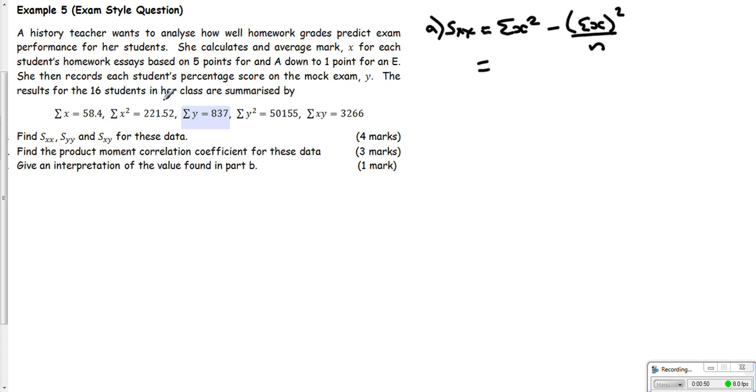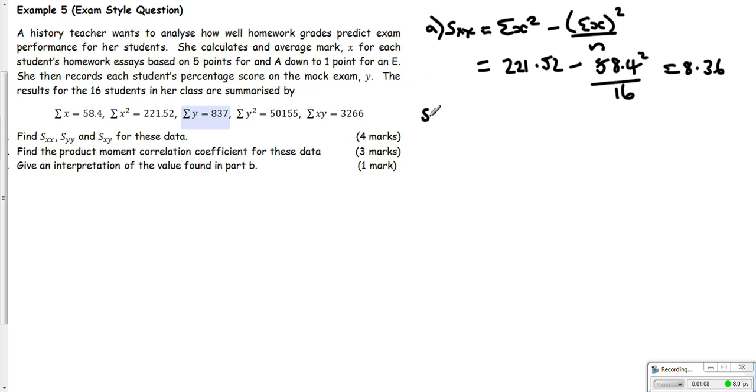So sigma x squared, they've told us 221.52. Sigma x is 58.4. So we square that and divide by 16. And if you work that out, I think it works out to be 8.36.